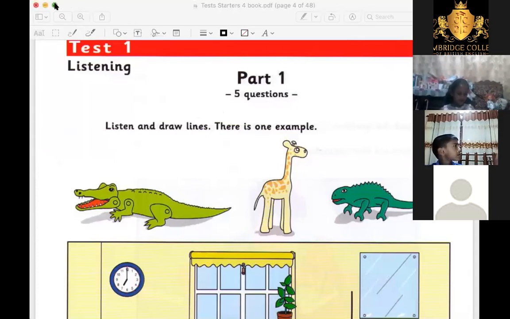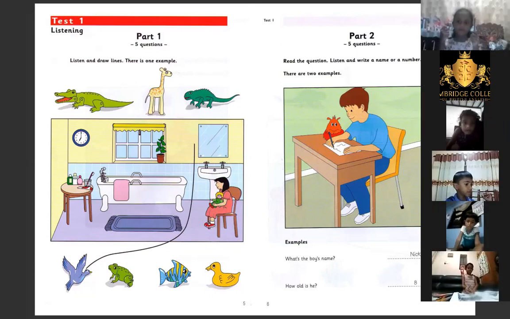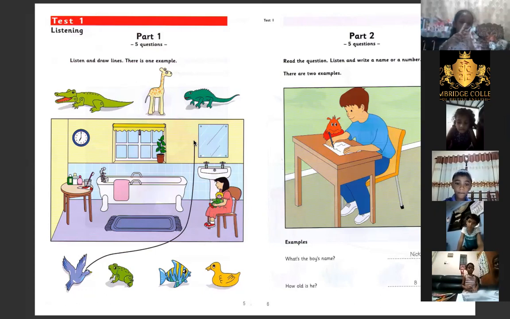Take a pencil and a ruler. Look at part one. Now look at the picture. Listen and look. One example. Put the bird next to the mirror, please. Listen to it carefully. Can you see the line? This is an example. Bird next to the mirror. You can see this. Draw lines. Now do it alone.